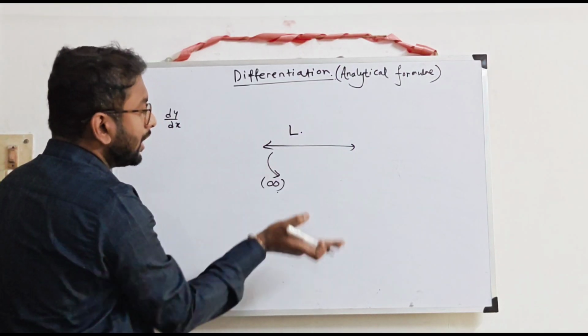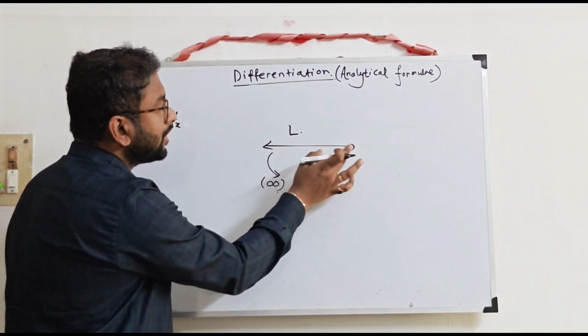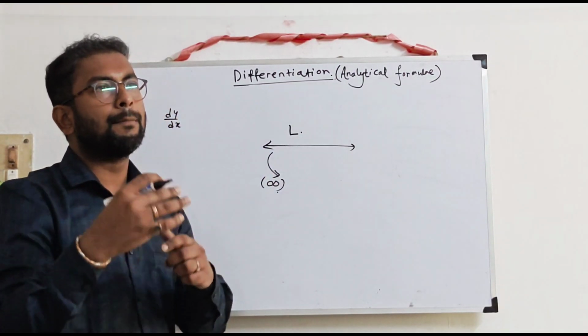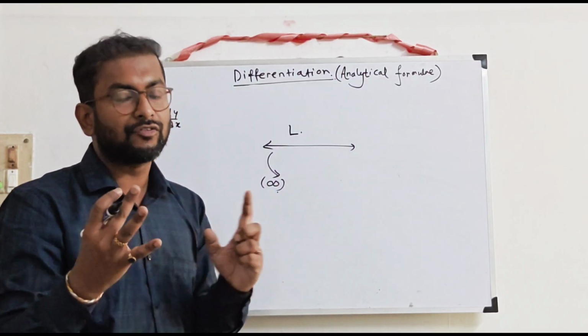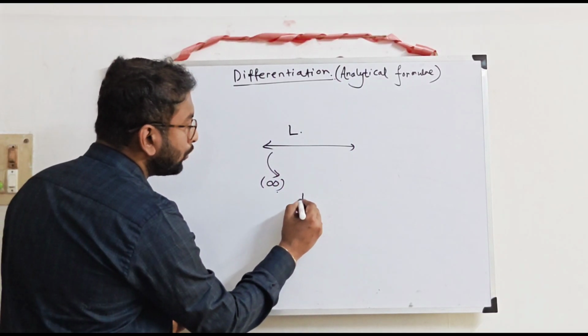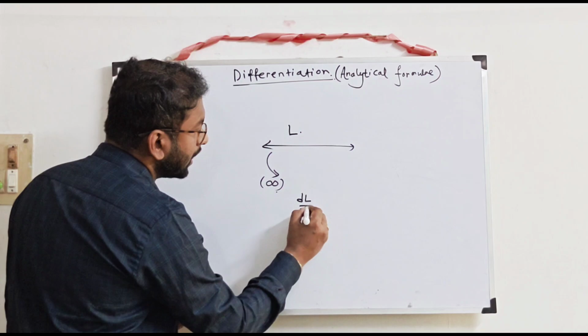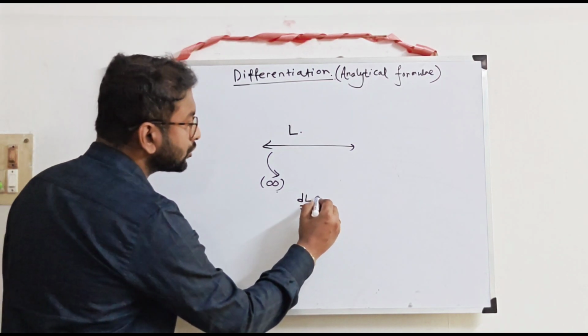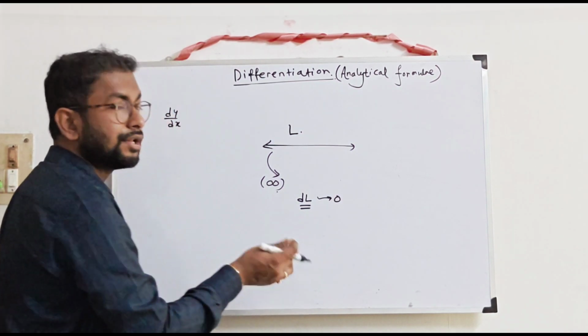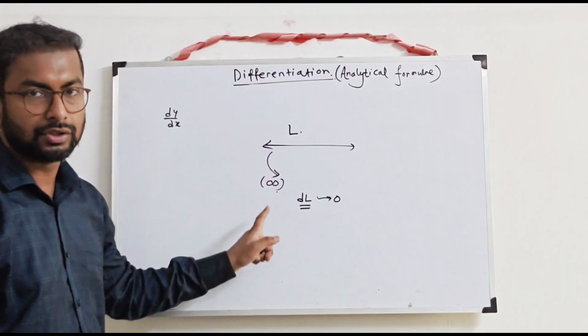And differentiation means that I will divide this finite length into an infinite number of infinitesimally small fragments, so that the small length of each fragment is dl. That is infinitesimally small, that means it is almost close to 0 but not exactly 0. That is the meaning of differentiation.